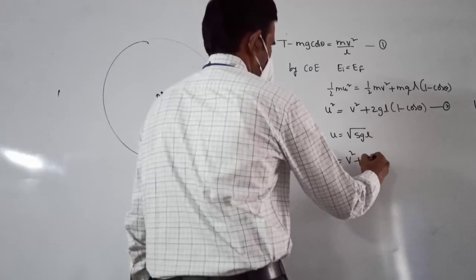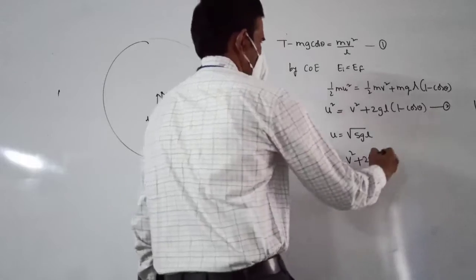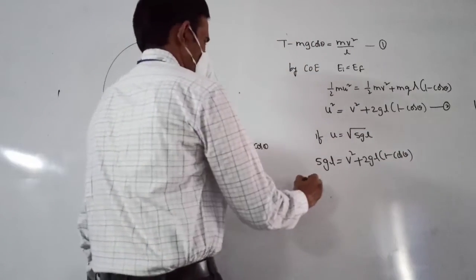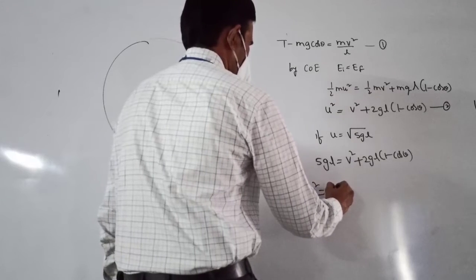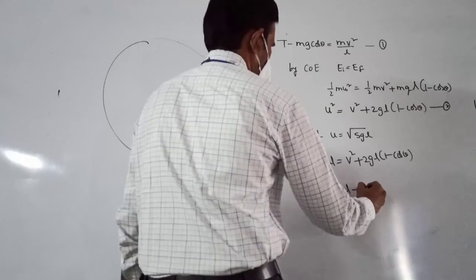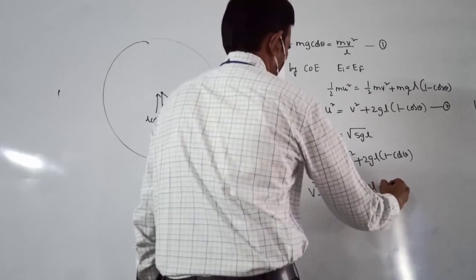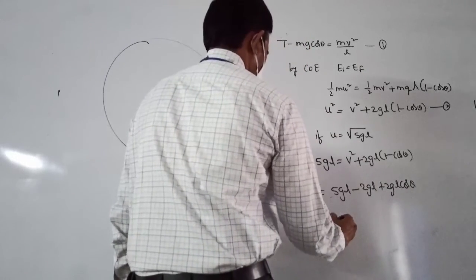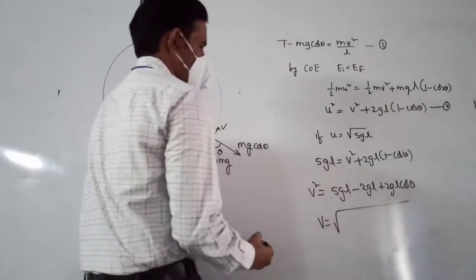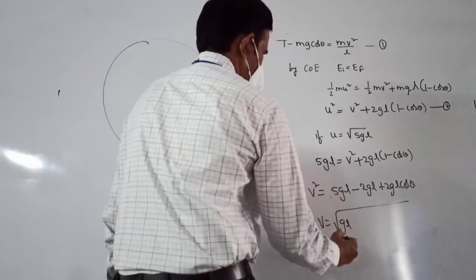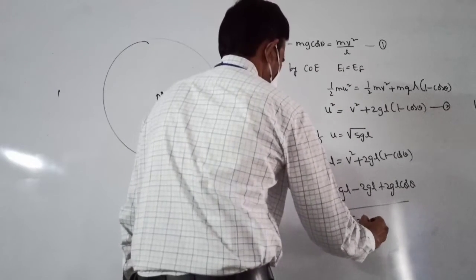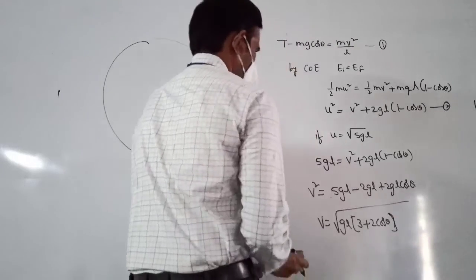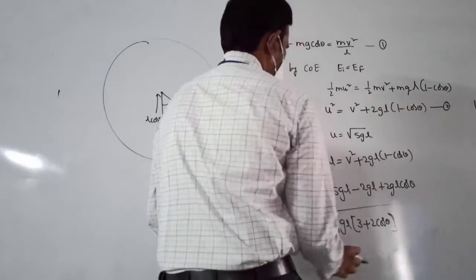So therefore v square is equal to 5gL minus 2gL plus 2gL cos theta. Therefore you can write v is equal to under root of gL, taking common, 3 plus 2 cos theta. So this will be the general expression for velocity at any point here, when the body is revolving with the critical velocity, right?